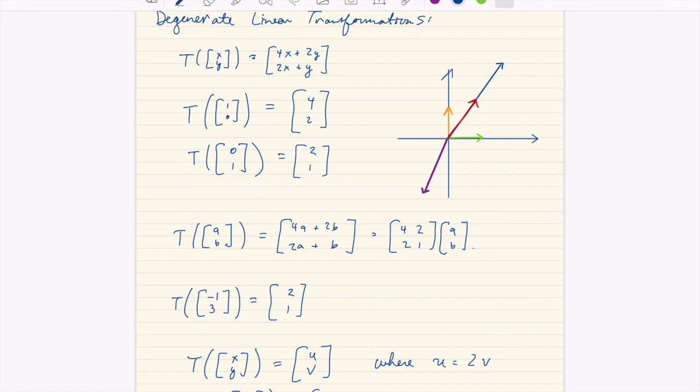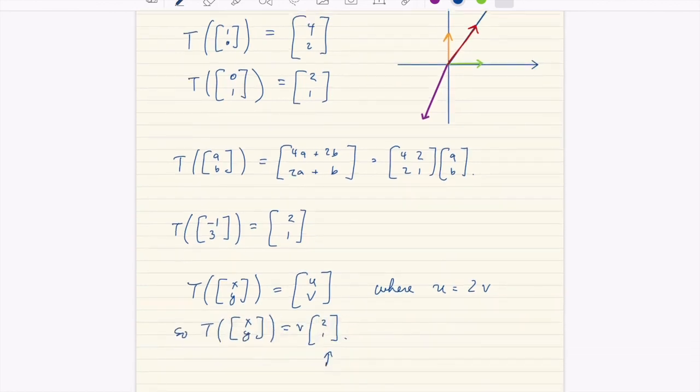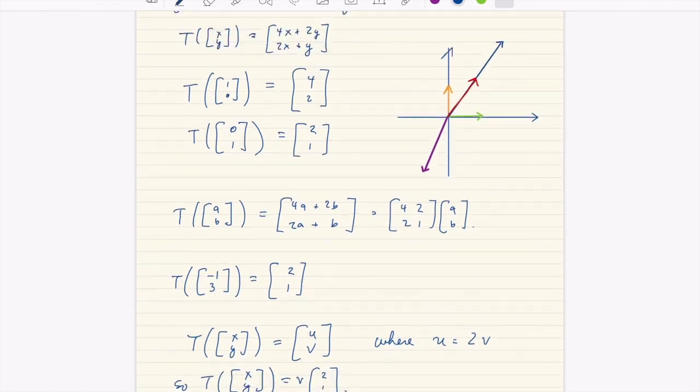So this would be 2v over v. So this is going to be, what I mean is v times some vector 2, 1. So all of our outputs are going to be multiples of that line 1, 2. And it turns out that no matter what vector you start with on the plane, it doesn't matter what it is, how big it is, in what direction, once you apply the linear transformation, it's all going to be squished onto that one line.